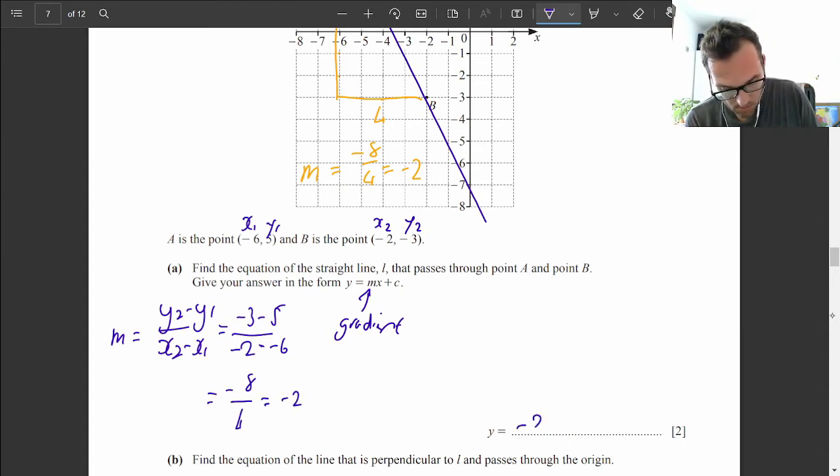So we can write that minus 2x, we've got the gradient. Next is to find the y-intercept. And by drawing my line, we can just see it. It's minus 7. Easy as pie.